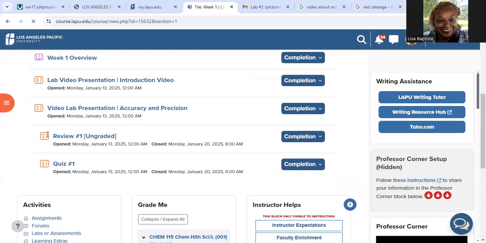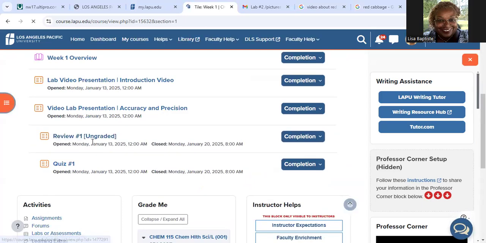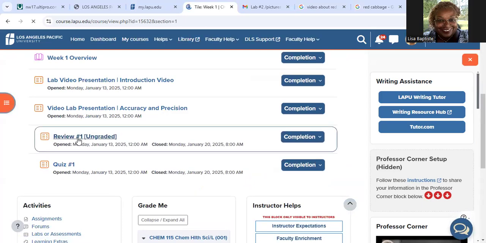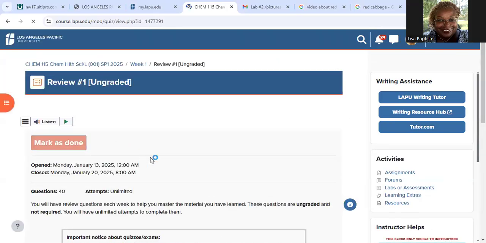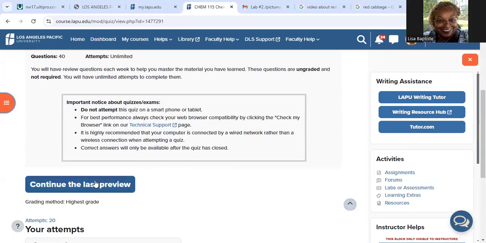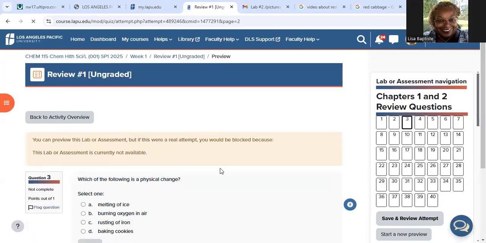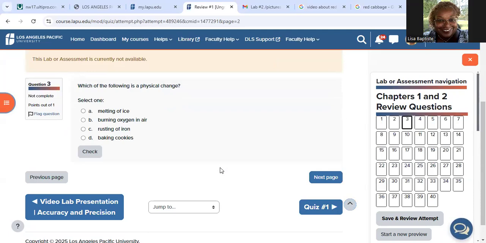For each of the weeks, there is a review, like review number one for week one. As you go through the review, they ask you a series of multiple choice questions that you'll go through and answer, like this particular question: which of the following is a physical change?